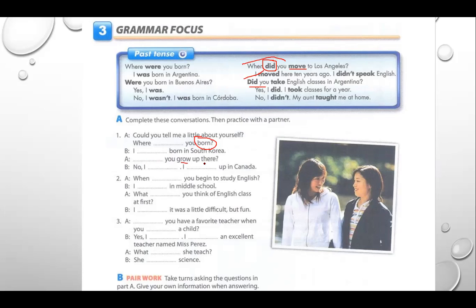So you say, did you grow up there? El verbo no cambia cuando hacemos una pregunta y cuando lo ocupamos en negativo. Keep that in mind, please. The verb does not change if it's negative or if it's a question. Okay? And then, respuesta corta, a short answer.